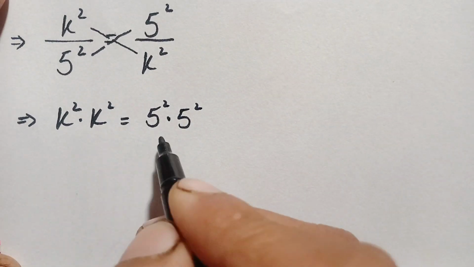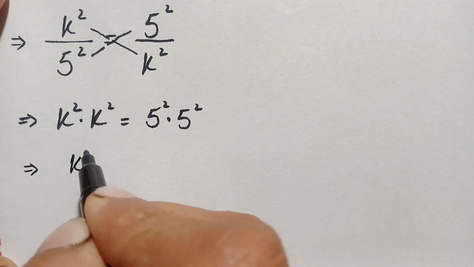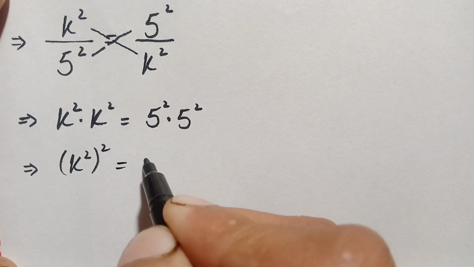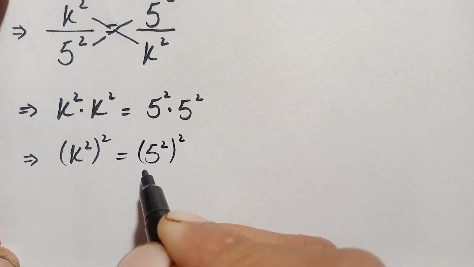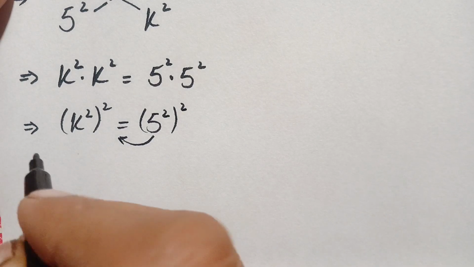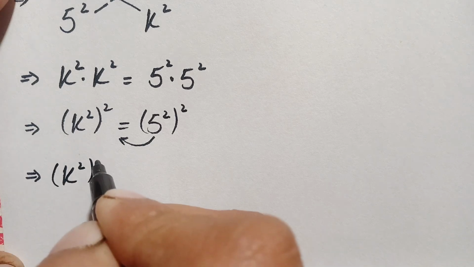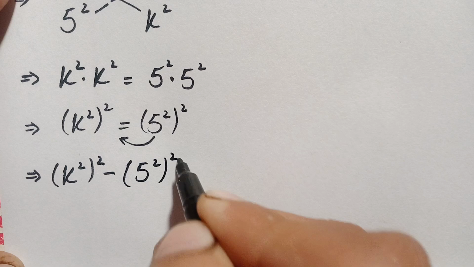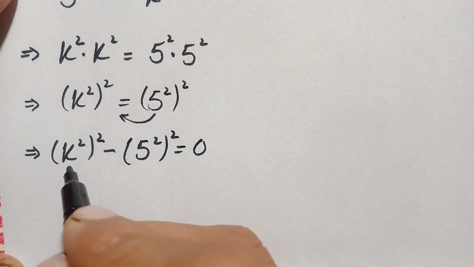Now here the same number is multiplied 2 times on both sides of this equation. So we can write this as k square whole square, because this number is 2 times. And in the same way we can write 5 square whole square. Now we will move this term to the left hand side. So this will become negative 5 square whole square. And this equation will become, implies, k square whole square minus 5 square whole square is equal to 0.